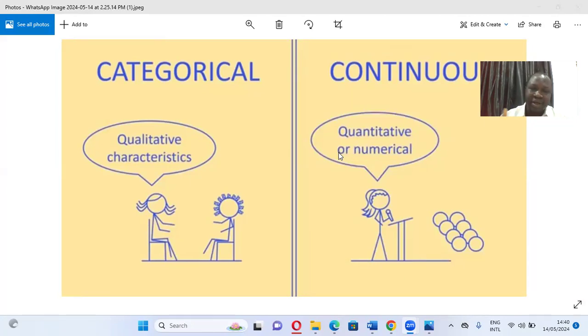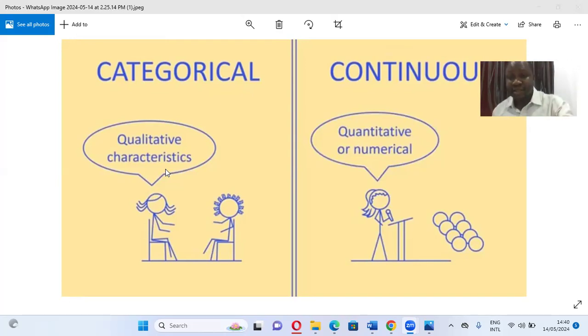Now, what are categorical data? Categorical data have qualitative characteristics. People that attend my data analysis class with SPSS will understand all this terminology because I talk to them based on it. As a data analyst, there's some terminology that must be common to you. So categorical data are qualitative. They are nominal data.